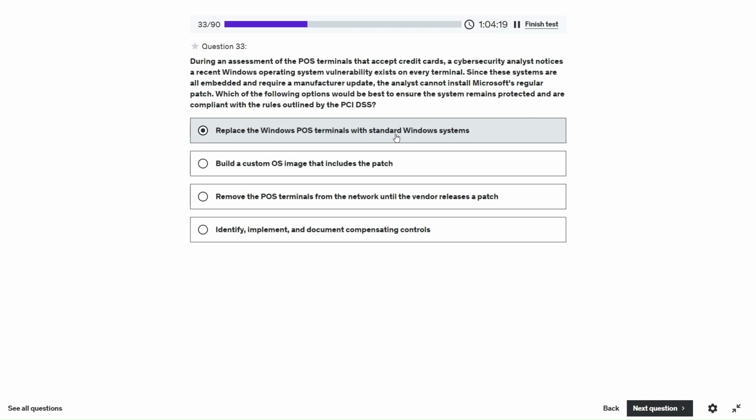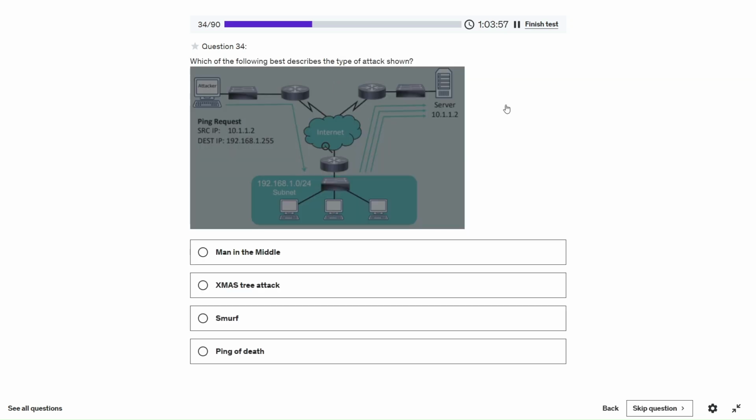Replace the Windows POS terminal. Now, replacing will actually give you DOS, denial of service. Build a custom OS image that includes the patch. This one: remove the POS terminal from the network until the vendor releases a patch. Again, DOS attack. Identify, implement, and document compensating controls will be the best answer.